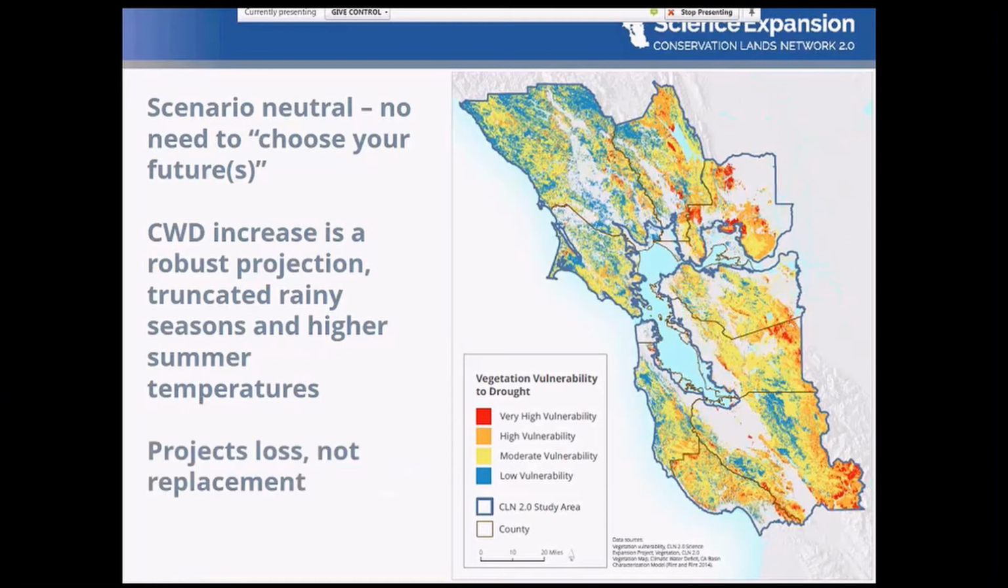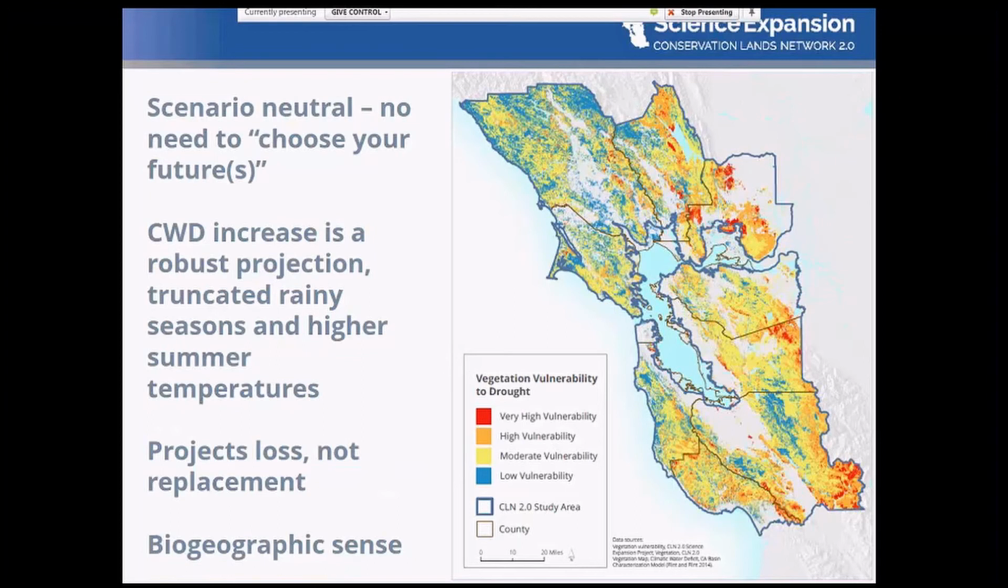And this projects loss, not replacement. We don't know necessarily what's going to come in. We're just able to say that these are stands that are close to the edge of their climatic comfort zone and are more at risk. And that's important to land managers because they might have a stand of vegetation that they want to see persist, and so they'll want to focus in on hydrologic connectivity to those areas, making sure they're wet and connected. Yeah, and this analysis makes a lot of biogeographic sense.